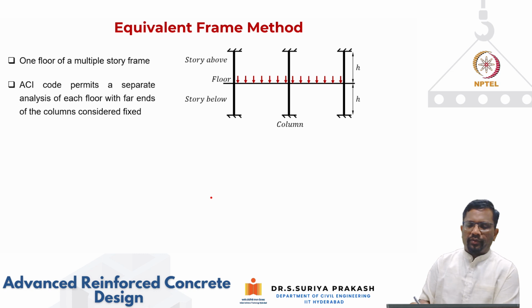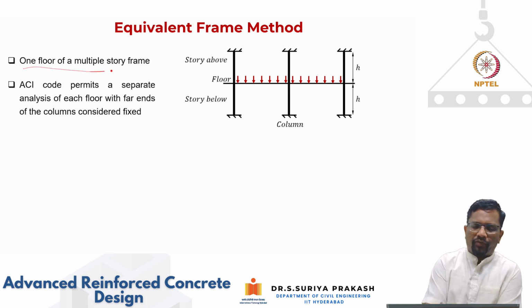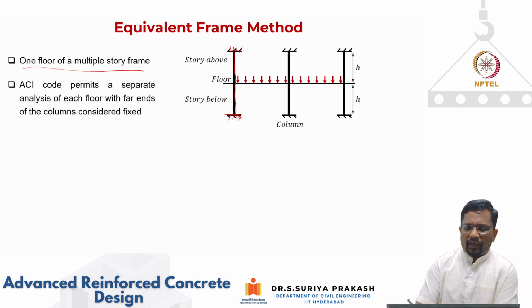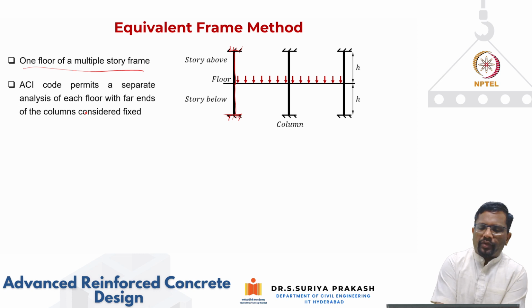So what we are going to consider is only one typical floor of a multi-story frame like this, and we can consider the far ends to be fixed, which is a reasonably good assumption, right? And like this, we create one particular substitute frame of a typical floor, and we are going to consider the far ends of the columns to be fixed.